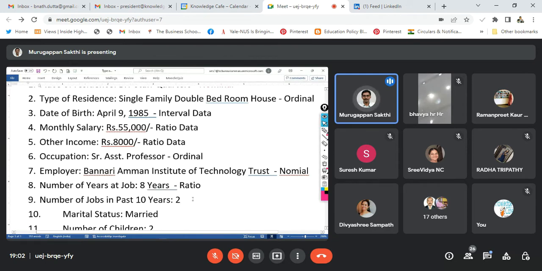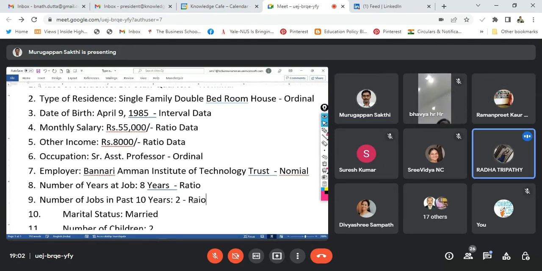Right. Number of jobs in the past 10 years. Suppose you have not at all been employed, what will you say? Again, it will be ratio. Again, it is a ratio. Suppose you have not been employed, what will you say? 0. If you have been employed, you may say 1 or 2 or 3 or 4.